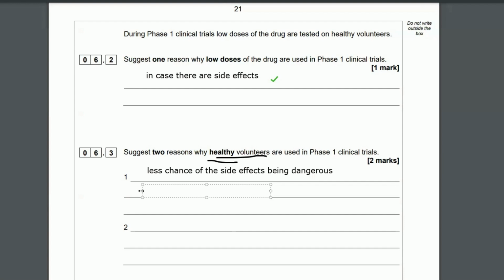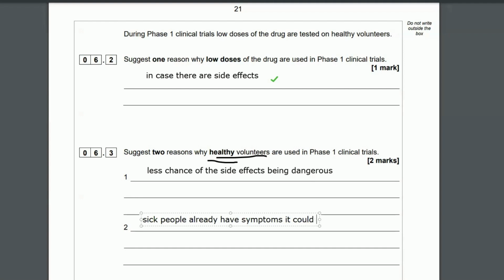And there's another way we can word that, less chance of the side effects adding to the symptoms sick people already have. This is another point. Sick people already have symptoms.